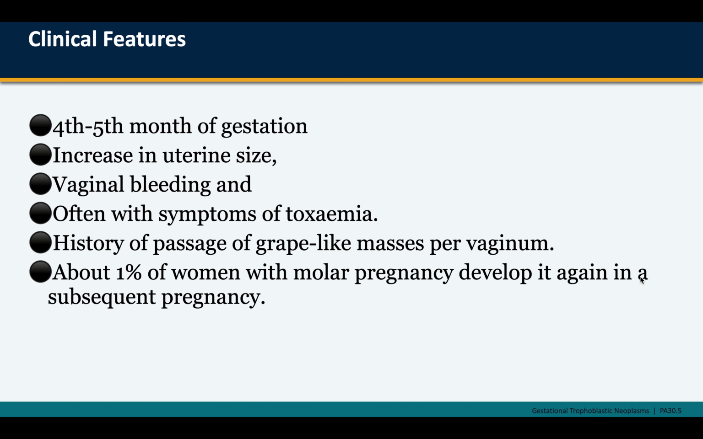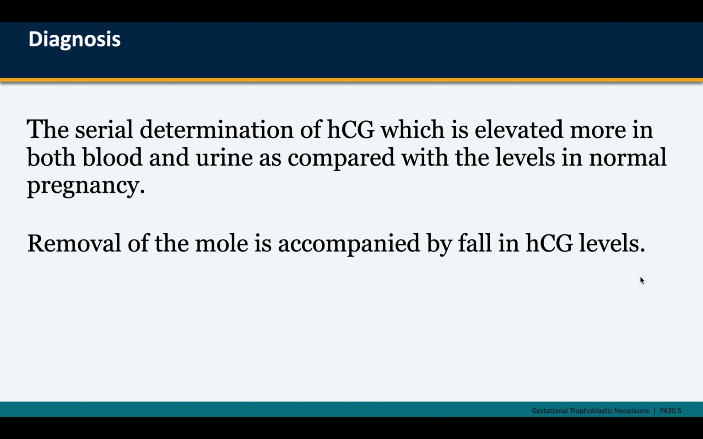Now the clinical features of a patient suffering from H mole. So the patient will present in the gestation. There is increase in the uterine size. Vaginal bleeding can be there. History of passage of grape-like masses from the vagina can be seen, and the patient can have a prior history of molar pregnancy also. What is the diagnostic? The hormone secreted by your placenta is HCG, human chorionic gonadotropin. So it is higher than that of normal pregnancy.